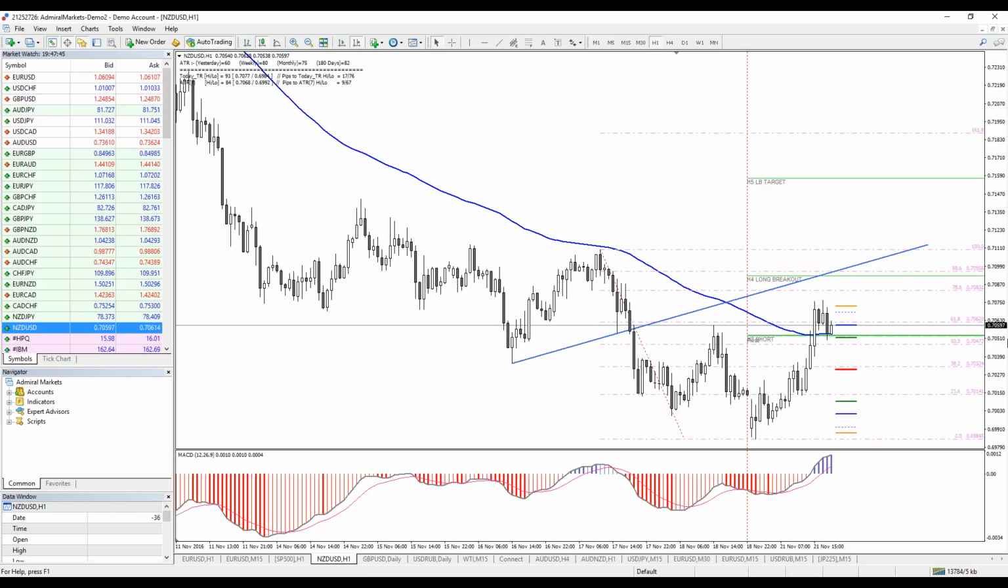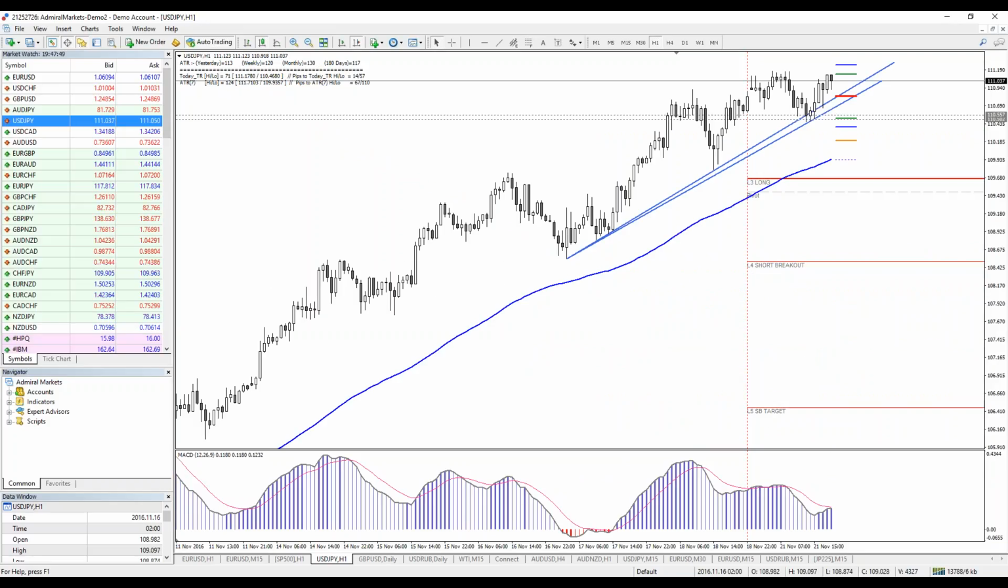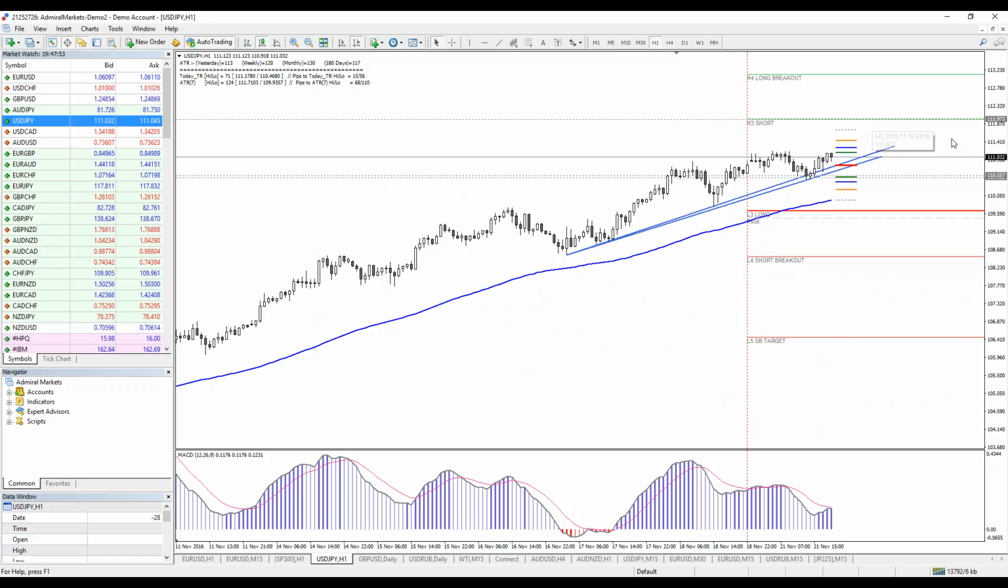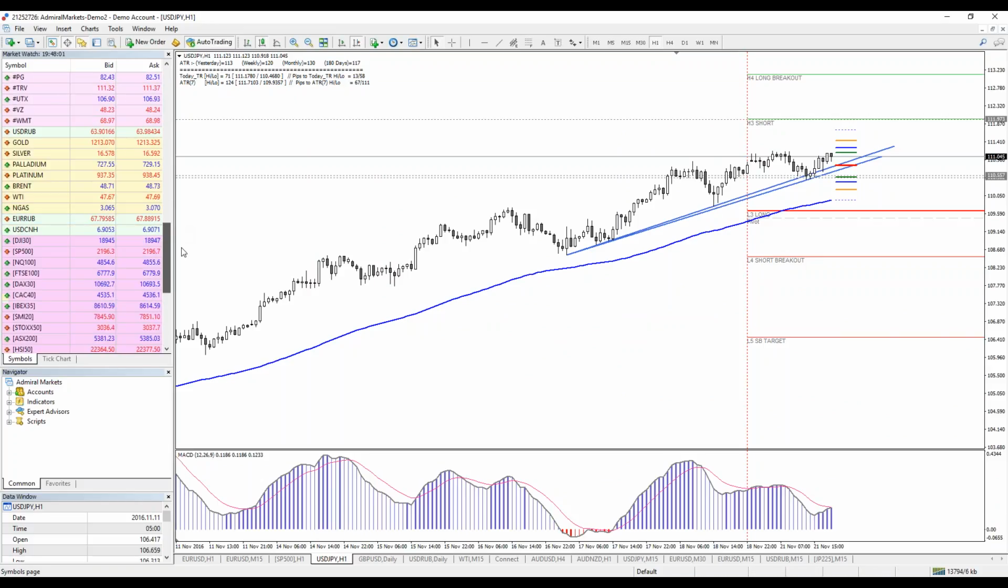So yeah, dollar yen. I already explained about dollar yen. Dollar yen is buy on dips until 112 or around, guys, 112 is hit. And I guess we would see some drop in the pair. Correction.